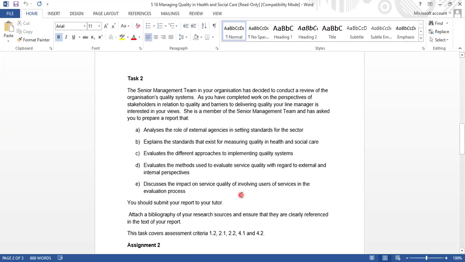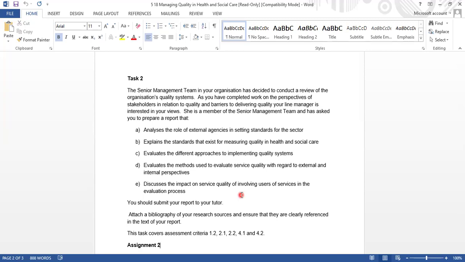Now, your second task: there's a senior management team in your organization. They've decided to conduct a review of the organization's quality systems, just like CQC does it. And that's an external team, but then you have your internal team who want to do an internal quality check.